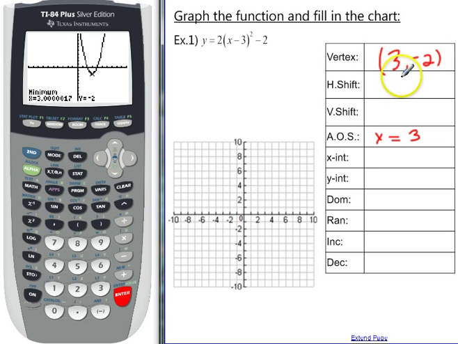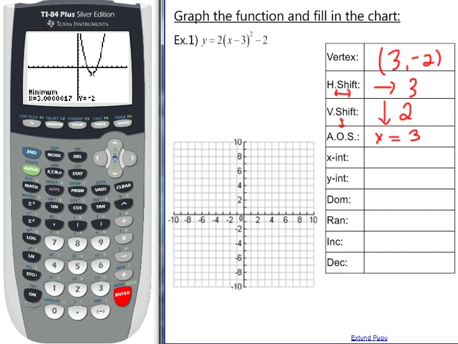Then based off of our vertex, we can describe the horizontal and vertical shift. So remember, the horizontal shift moves left and right, and that's going to be our x value. So if it's a +3, we're moving in the positive direction, which is to the right, 3. Vertical, that's going to be our up and down, which is our y value. Since it's a -2, negative goes in the down direction 2 units. So remember, that negative tells us we're going down. So make sure you're putting down 2. Don't put a -2 right here.